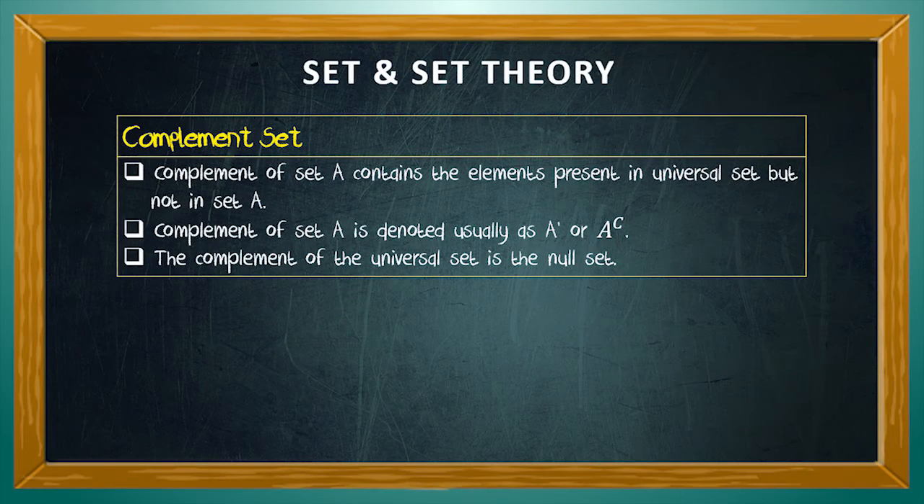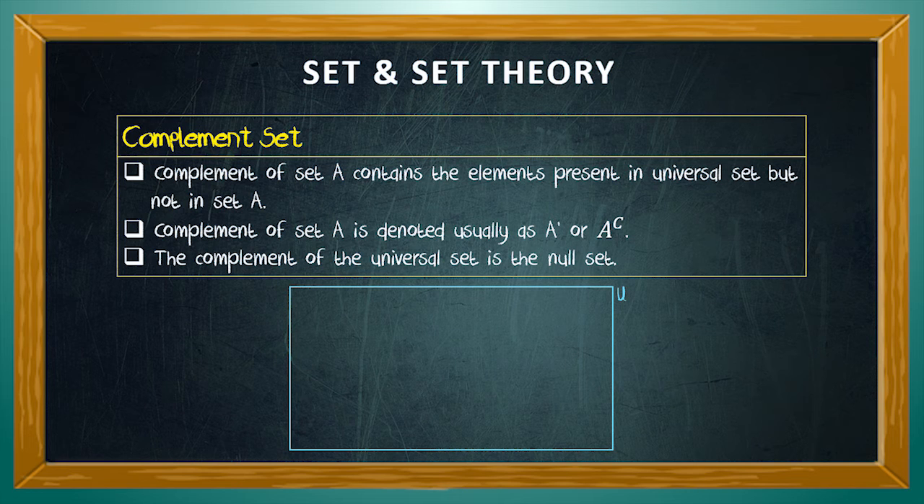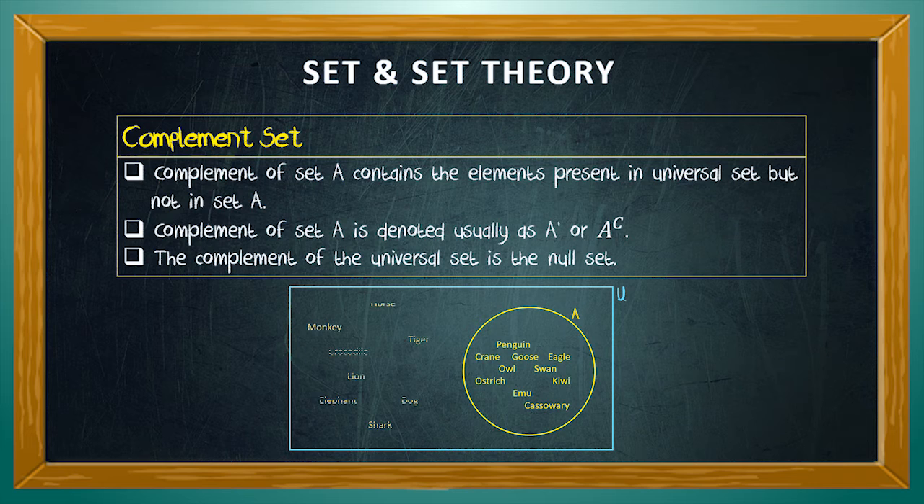The complement of a set. The complement of a set A is the set of all elements that are in the universal set U, but are not in set A. For example, set U is the universal set of the complete animal kingdom, while subset A contains only birds. So the complement of set A would be all the animals in the universal set, excluding all the birds.